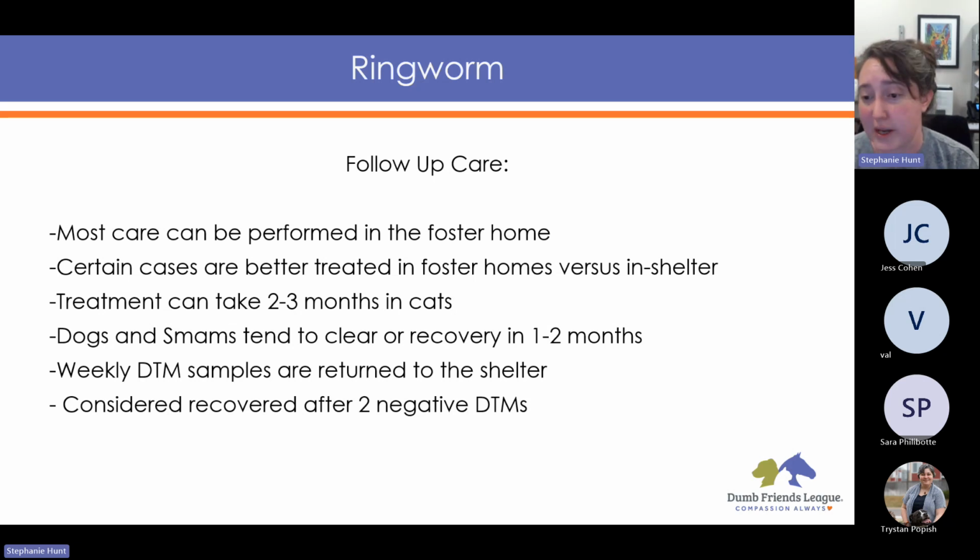Part of that is just the wait time of the DTMs fully incubating for 2 weeks and giving us those test results. When an animal is under ringworm treatment, they're going to get weekly DTMs, so a weekly toothbrush that needs to be brought into the shelter. And then we need 2 DTMs that are negative for us to consider the animal cleared medically from ringworm and able to stop those medications and those treatments.